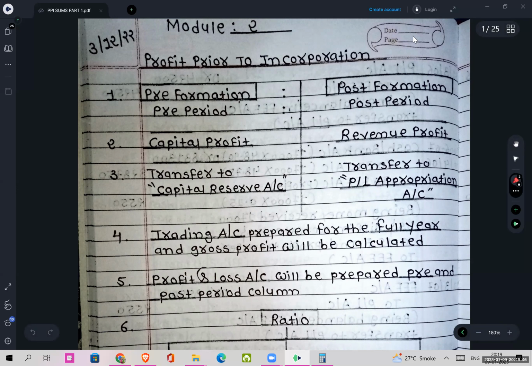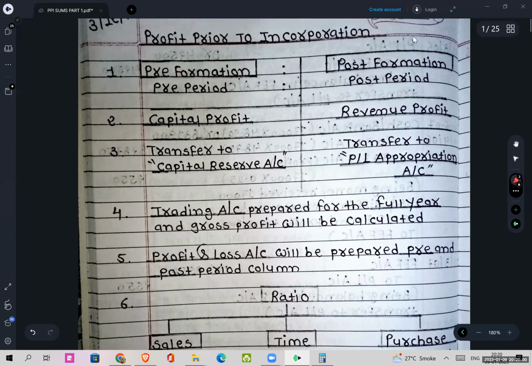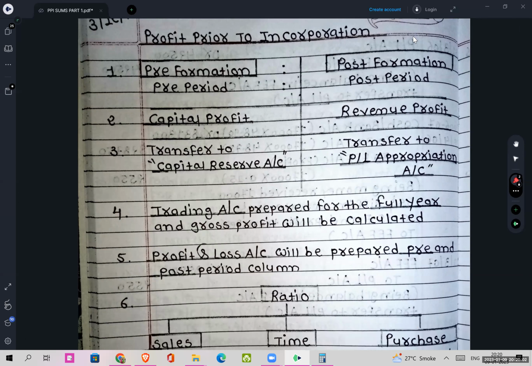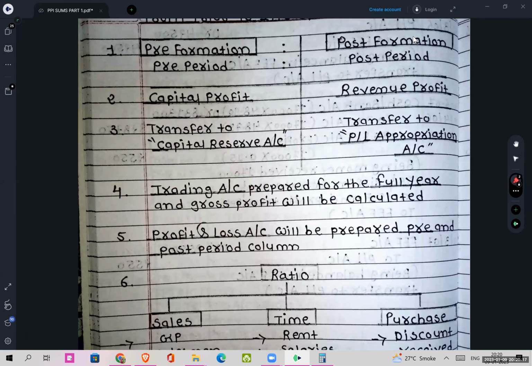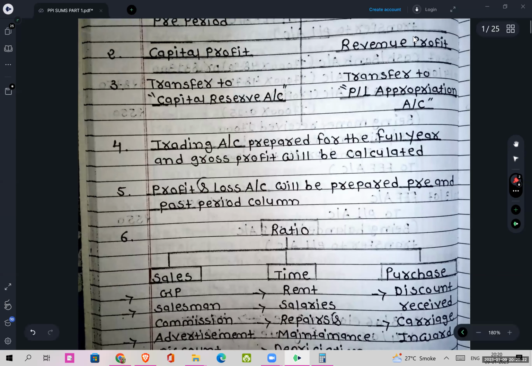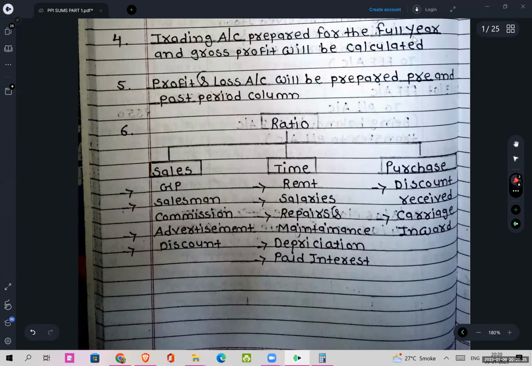And next we had seen that post formation profit is identified as revenue profits, and it is transferred to P&L appropriation account. Fine. Then trading account is prepared for the full year, and gross profit will be calculated in case some information with respect to trading account is given in the question. P&L account will be prepared with the pre and the post period columns. Then these were the relevant ratios that we had dealt with.